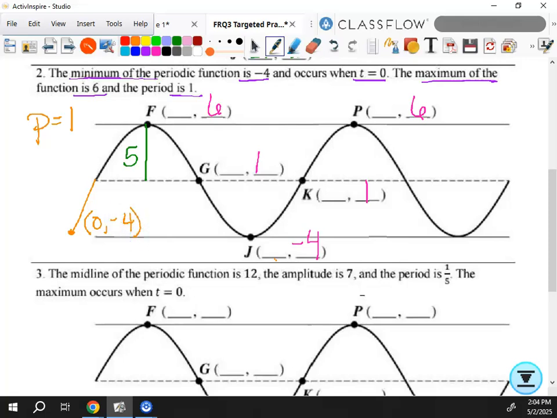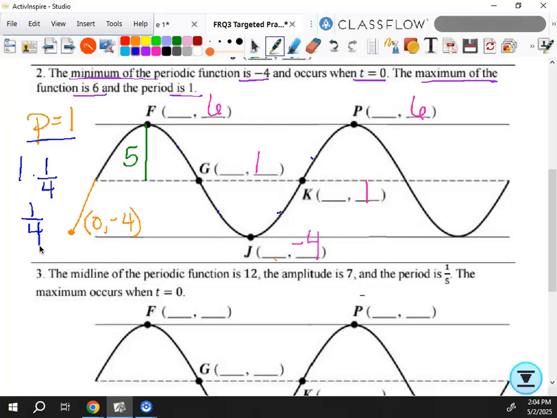Then I need to figure out how to space out my input values. So if I look at this, I remember that we have 5 points that we have to fill in, but that breaks it down into 4 chunks. So I take whatever the period is, I'm going to multiply it by 1/4. So in this case, it makes it 1/4, right? So that means this is the distance between each x value.